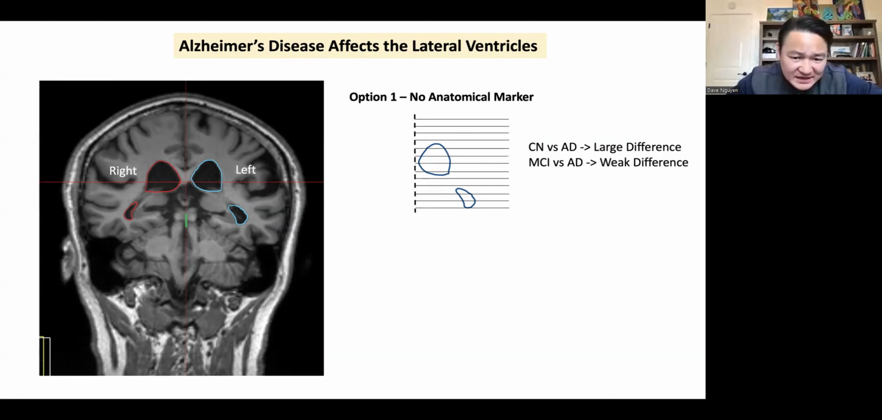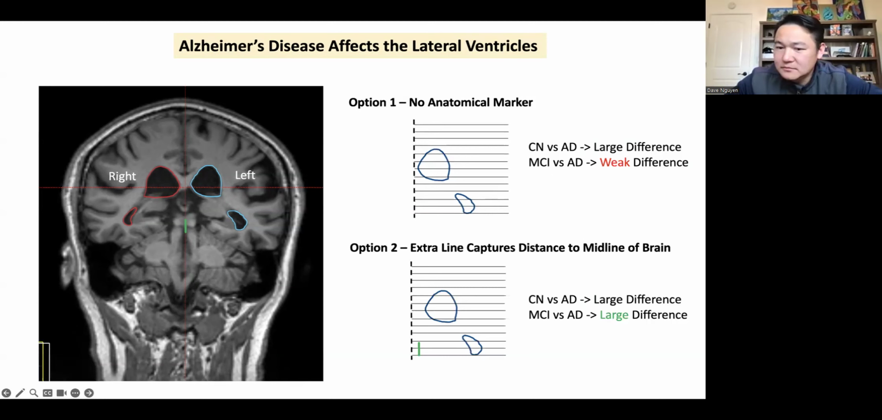And so I went in and explored it more, and I realized, what if we added an anatomical marker? So here I added a green line of the same length, starting at the same position in every patient. And what this line does is it captures the spatial context of the center line of the brain. And it turns out when you do that, we then found a big difference between patients who have mild cognitive impairment versus those who had Alzheimer's. And the only difference we made was what? We added an anatomical marker. You see that? To capture the spatial context.